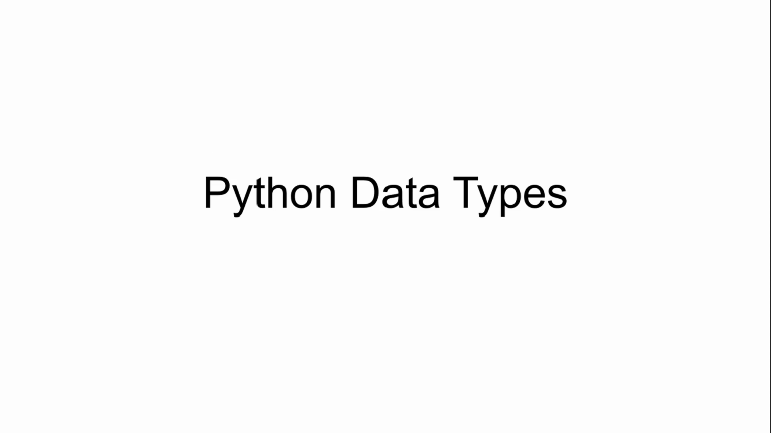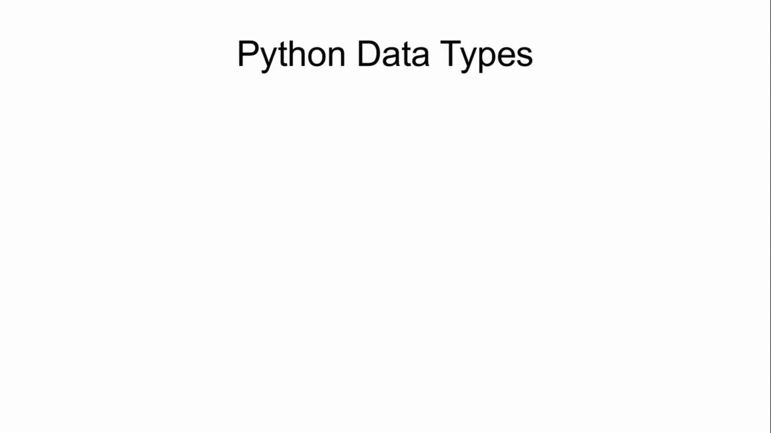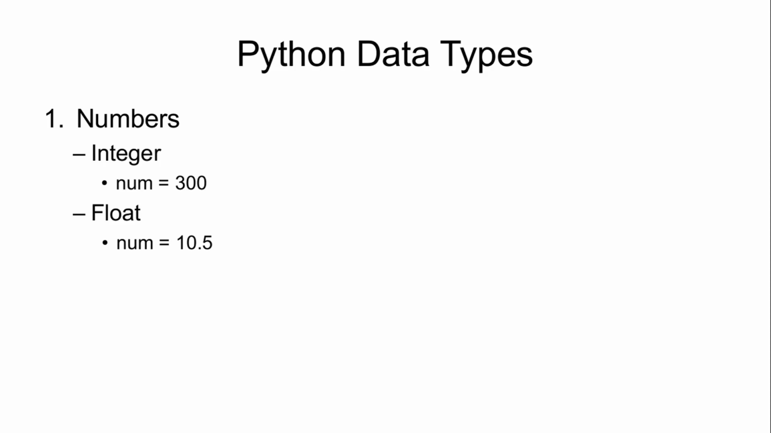So now it's time to be introduced to the Python data types. Python has 3 data types. First type is numbers. Numbers are either integers, like 300, 20, 10, 1, or floats. A float is a number with a decimal point. So any number that has a decimal point in it is a float.